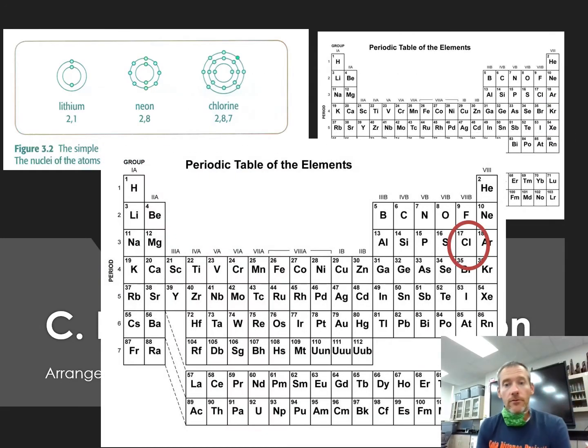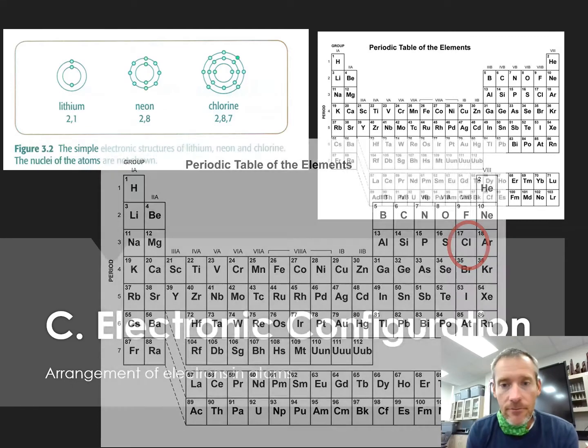And chlorine over here, third energy level, so that's 3 numbers: 2, 8, 7. Basically, it's just simplifying math. So you know it has 10 electrons from the first 2 shells, 2 and 8. That means it can only hold 7 in the last shell. 7 plus 10 is 17.